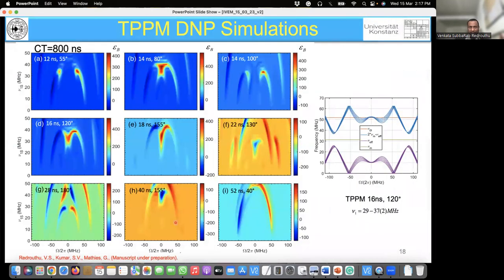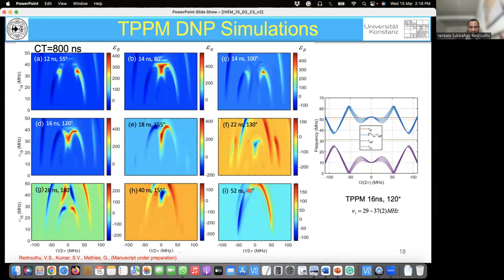And we did the full parameter space optimization of the TPPM sequence, which is a more generalized version of XIX DNP. Here I listed different pulse lengths and their phases where I found very good conditions. So this is 12 nanosecond, 14 nanosecond with the 80, and 40 nanosecond with 100, and 60 nanosecond, 80 nanosecond, 22, and this is 28 nanosecond, where 180 phase means the XIX sequence, and this is 40 nanosecond and 50 nanoseconds.